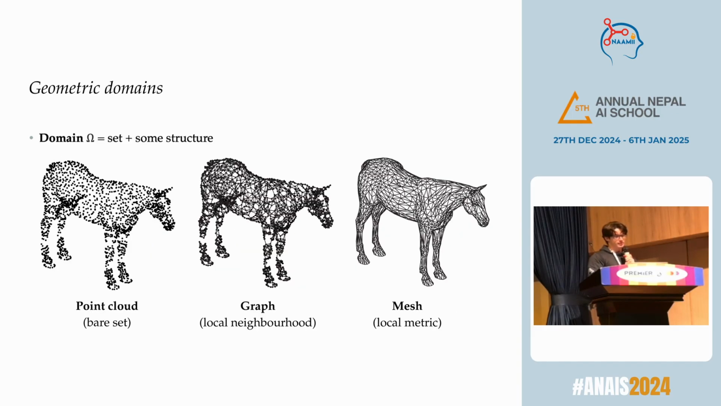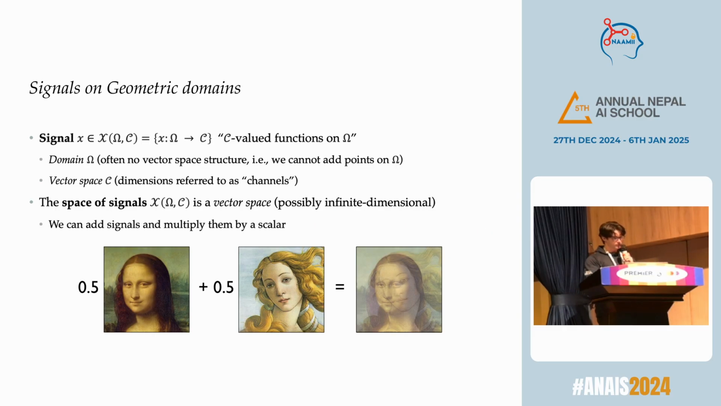Okay, so in general, maybe another intuitive example, our geometric domain may be a point cloud, which is a bare set. So a set is just a collection of elements. It can be a graph in which we have defined a local neighborhood structure, or it could be a mesh, which also has a local metric. We can think of this as a discretization of a manifold as well. And then we can have signals on these different domains. And the idea is that depending on the domain, we may have additional information to better model the signal and the function to the label space.